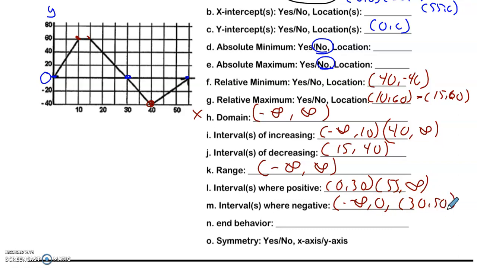So taking a look at the end behavior. As x goes to negative infinity, y is going to be negative infinity. And as x goes to positive infinity, y is infinity. And does it have symmetry? The answer is no.